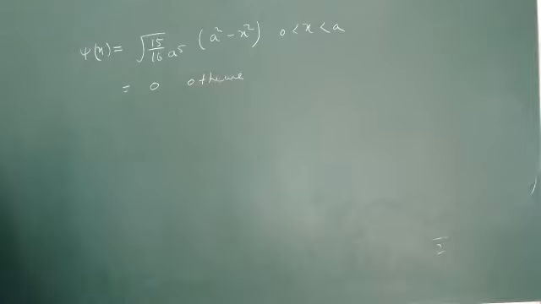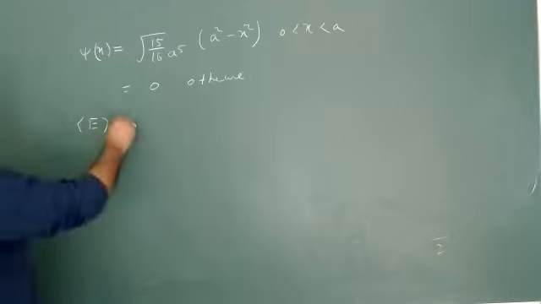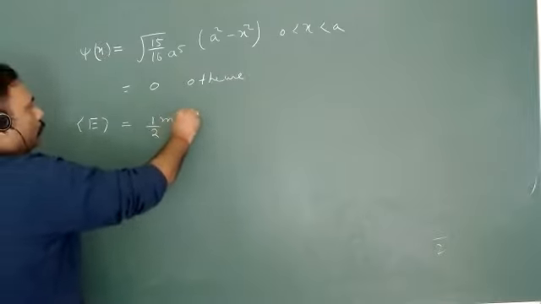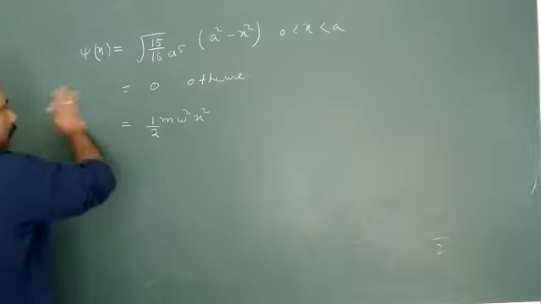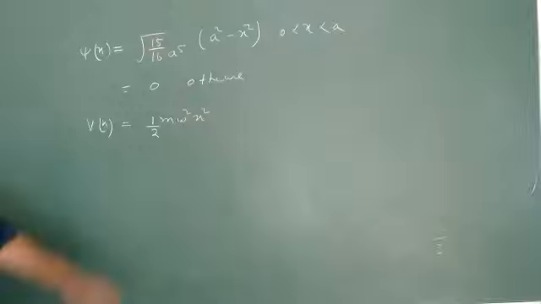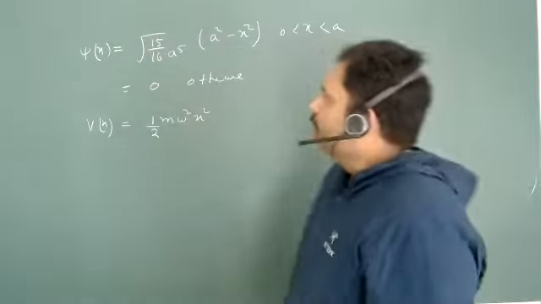What we have to do? We have to calculate the energy for harmonic oscillator. Let's say energy for harmonic oscillator, half m omega square x square. This is my potential energy. We have to calculate energy for harmonic oscillator with this particular wave function.